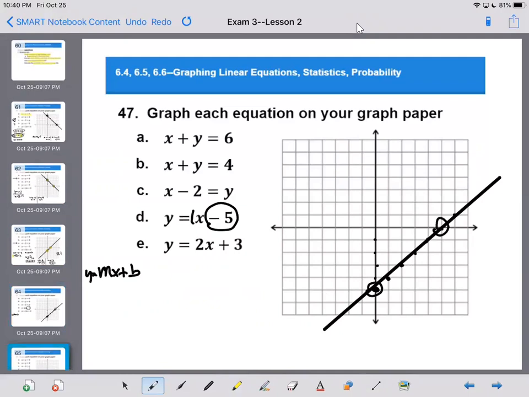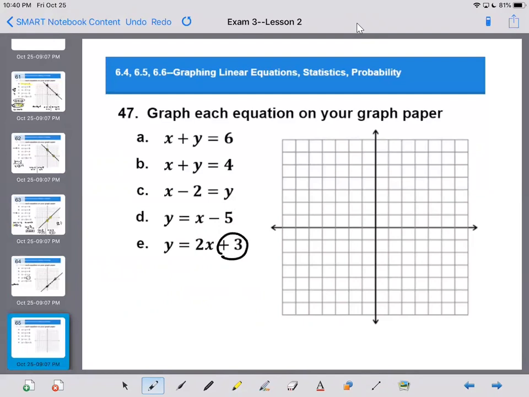And then part E, I'm going to go to positive 3, so 3 above 0, 1, 2, 3. Now that slope is 2, which means it's 2 to 1. So that means increase 2 to the right 1, increase 2 to the right 1, or decrease 2 to the left 1, decrease 2 to the left 1. And there is my y-intercept. And my x-intercept, you notice, is going to be some sort of fractional amount. It falls in between two numbers.